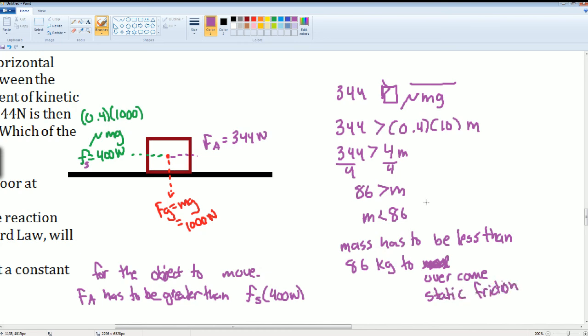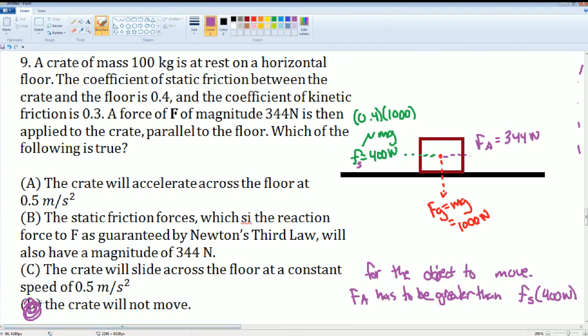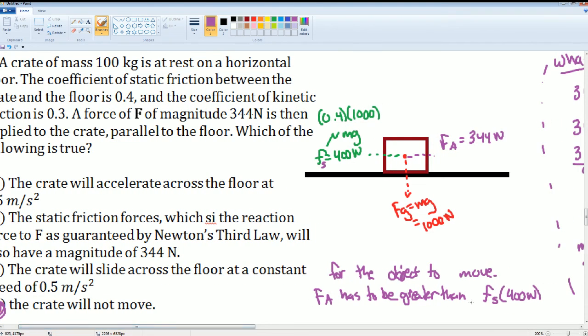Okay? So the purple stuff here is just a what if scenario. Please understand, this is just a what if. This has nothing to do with this question. It has to do with this question because I gave us another way this question can be asked on the test. But as of right now, the crate would not move because of this explanation.